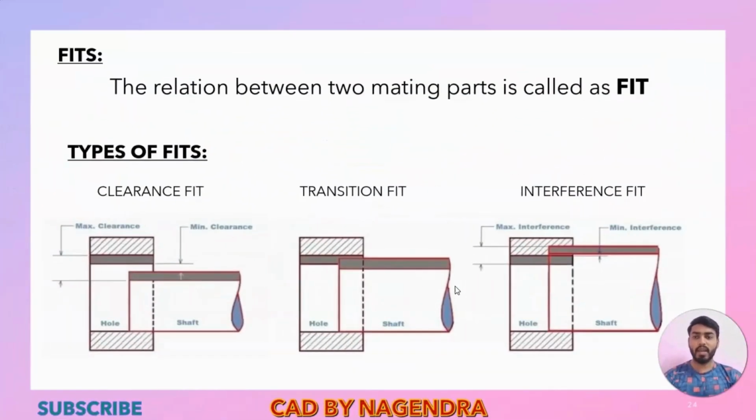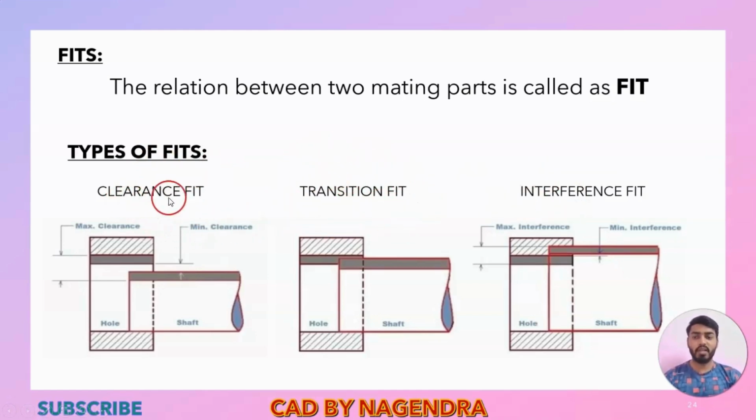Then next we have fits. A fit is nothing but the relation between two mating parts. Let's say, for example, we have one hole and one shaft. The relation between the two mating parts we call a fit. In fits we have three types: the first is clearance fit, then interference fit, and transition fit.